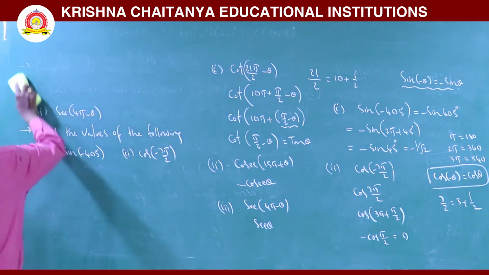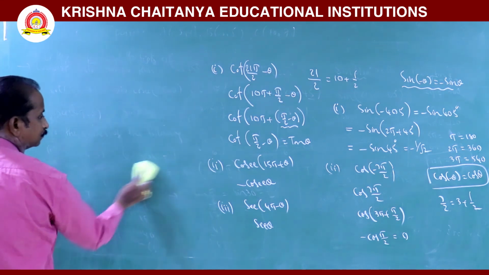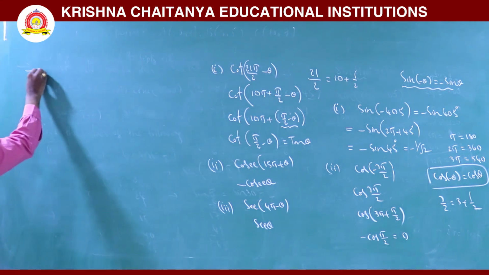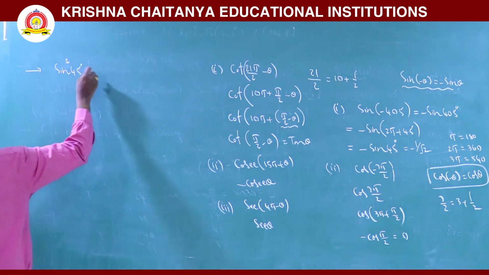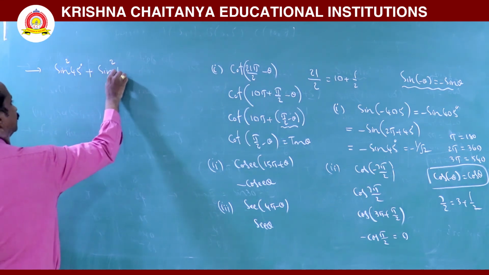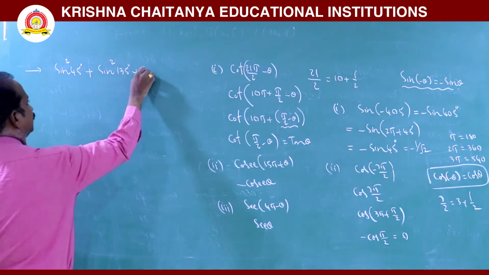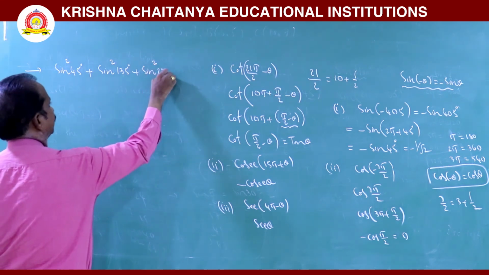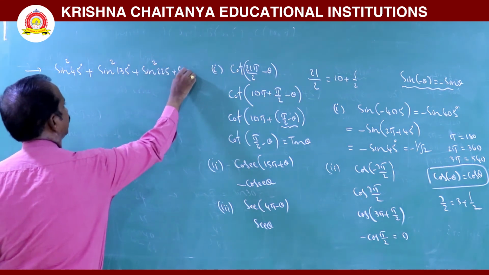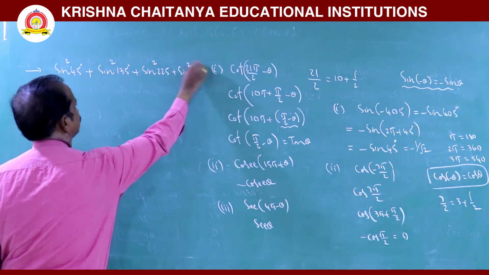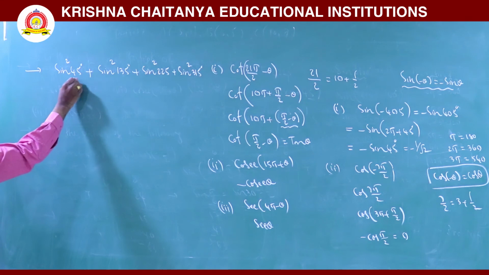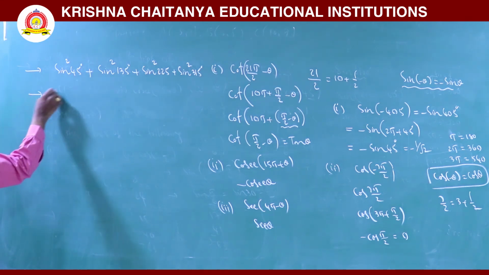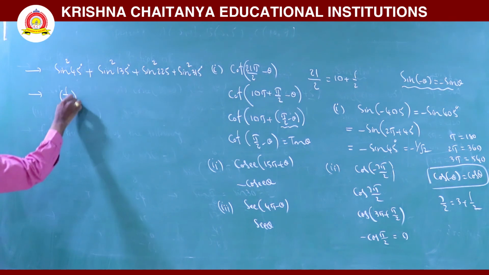What is that question? Find the value of sine square 45 plus sine square 135 degrees plus sine square 225 degrees plus sine square 315 degrees. How to solve? Let us observe. We know that sine 45 is 1 by root 2, so this is 1 by root 2 whole square.